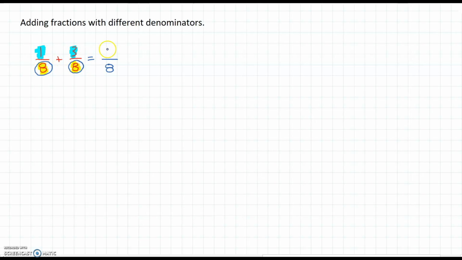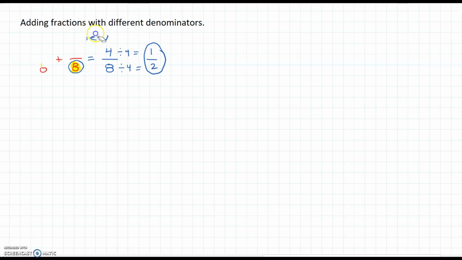So the 1 plus 3, that would give us 4. So this would be our answer. The only problem here with this answer is our answer isn't reduced. So in order to reduce this one, notice here that we could divide the numerator and the denominator by 4, giving us 1/2. So this is a quick review of how to add fractions with the same denominator.